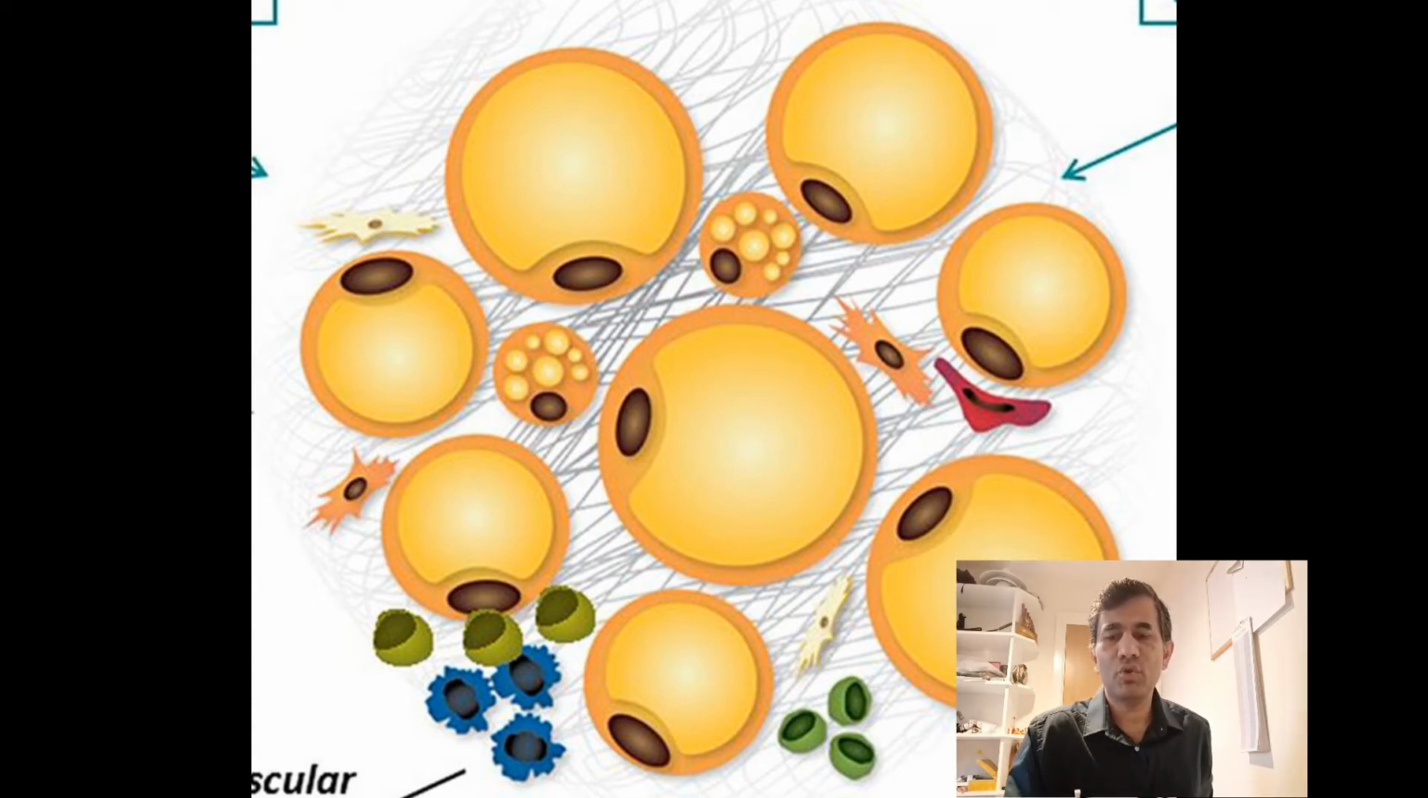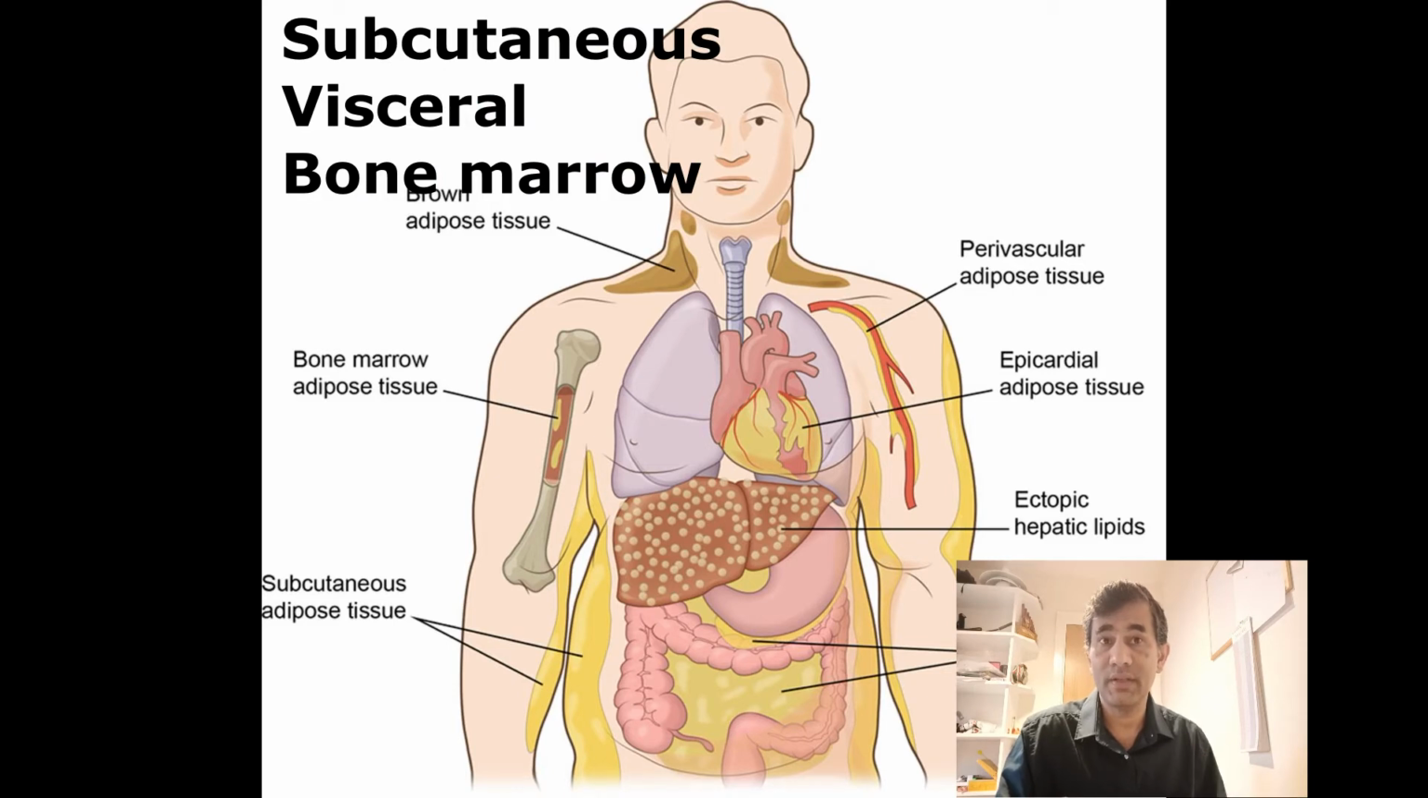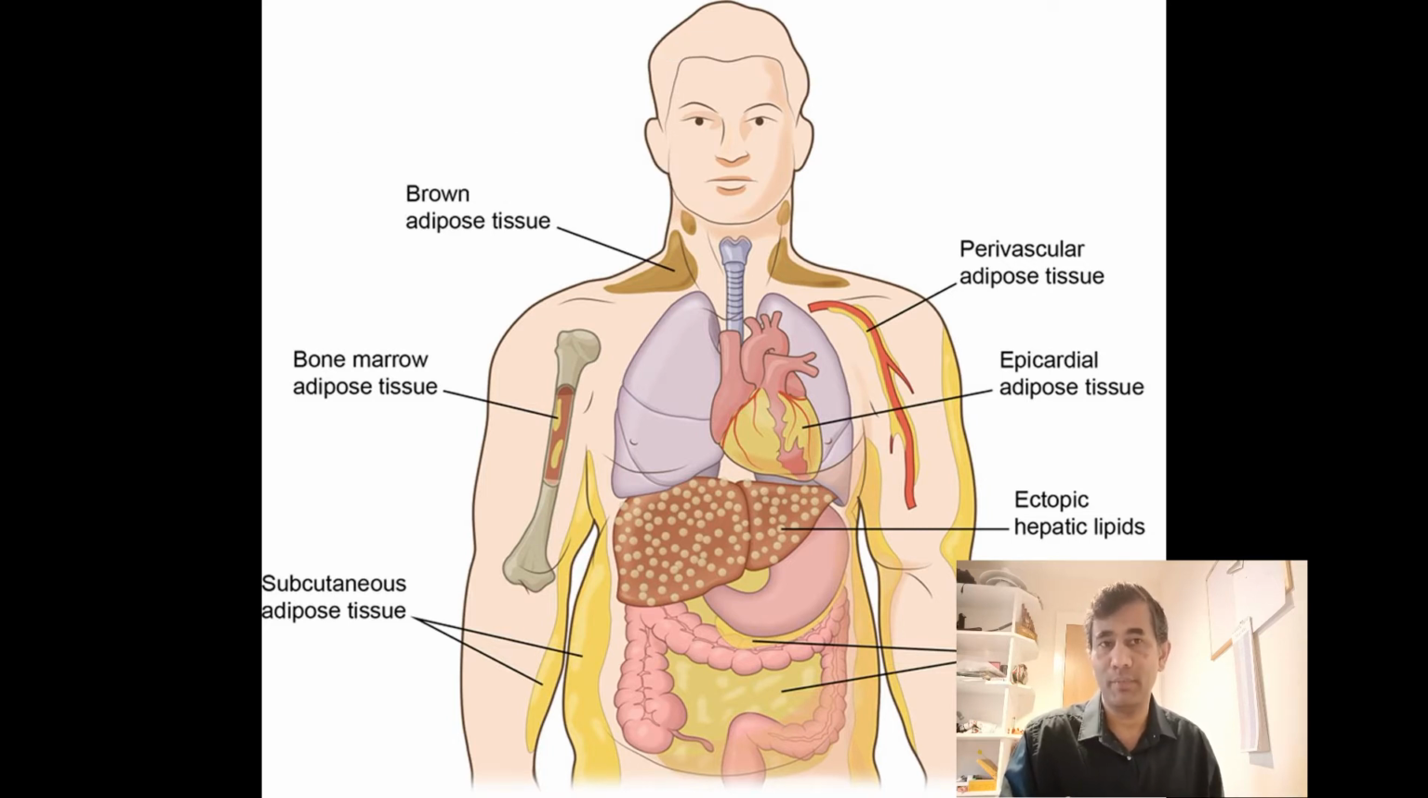Now, the most common locations I have already mentioned to you. They are subcutaneous, and visceral, that is around the body organs including heart, lung, kidney, intestines, liver, pancreas, and bone marrow. Bone marrow also has a substantial amount of fat. So this is a nice representation of the location of adipose tissue in the human body.